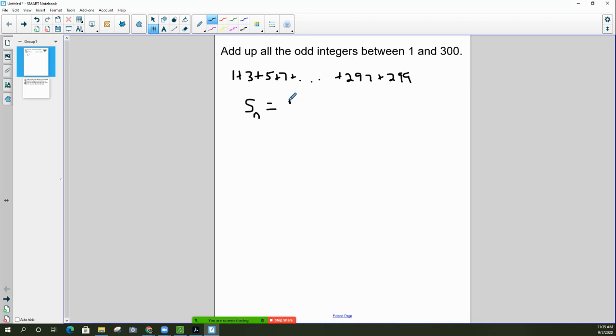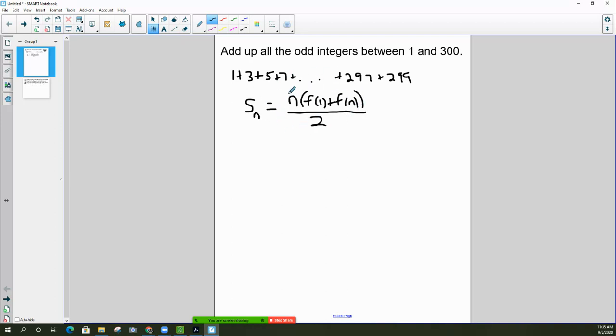So we got lots of letters in it though, so we got to figure out what all these letters mean. All right, so we're going to take n and we're going to multiply it by f of 1 plus f of n. And then we're going to divide all that by 2. All right, and this is our formula. So what do these mean?